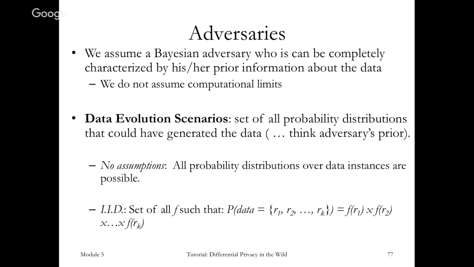Another example is an IID adversary, which assumes that the data is drawn independently. Each record is drawn independently from the same distribution, but there's one adversary for every possible distribution of that sort. And the goal is now to protect every discriminative pair from every such adversary.